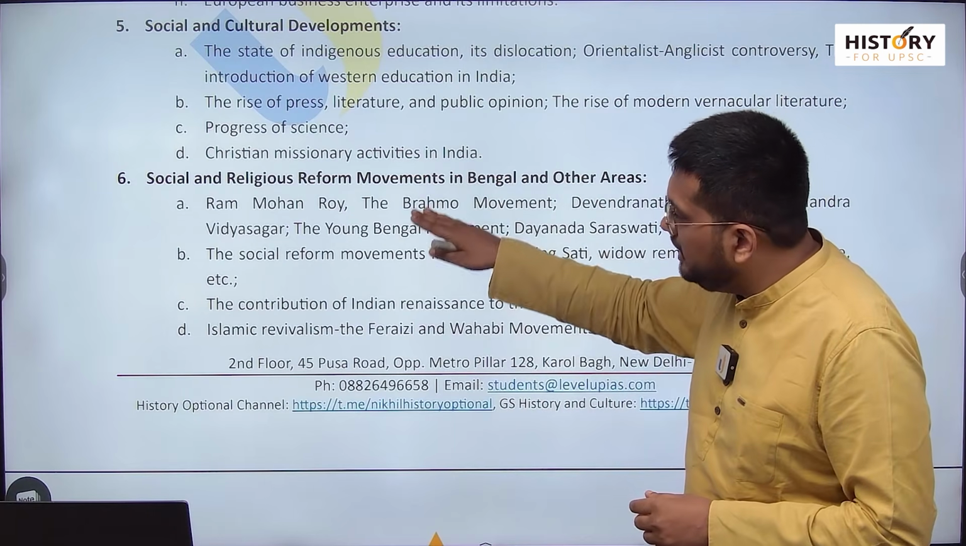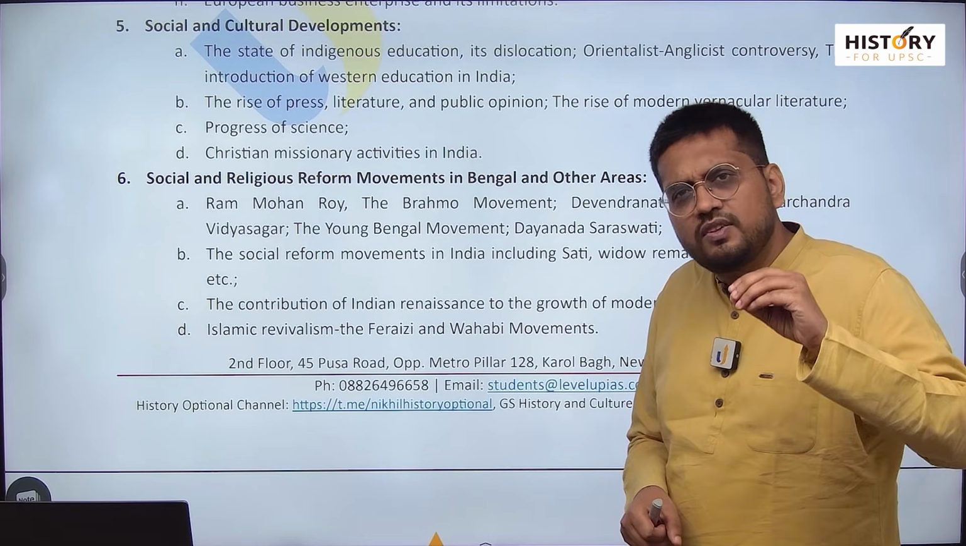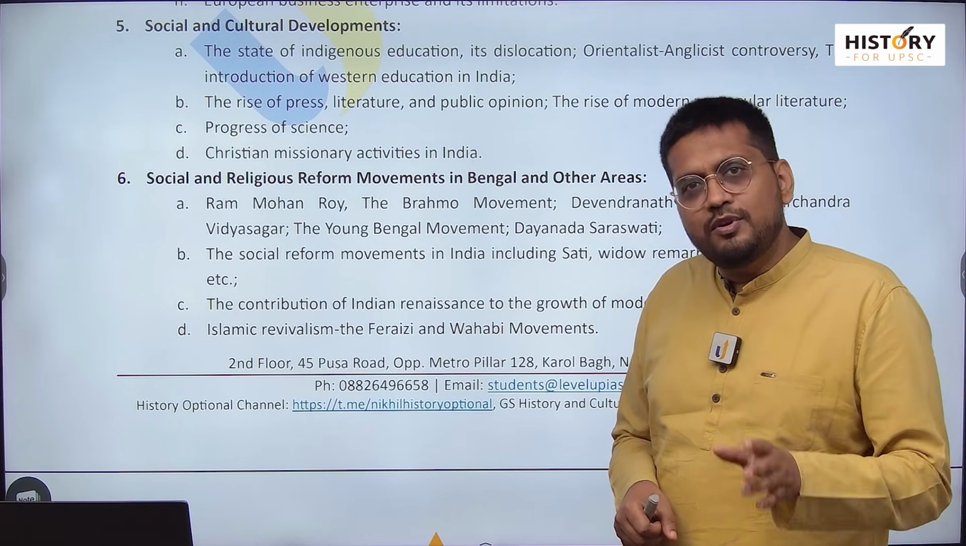So we have those various movements. This is also a very very very important chapter. यहाँ से एक दो सवाल हर साल आते ही आते हैं, optional also and GS also.